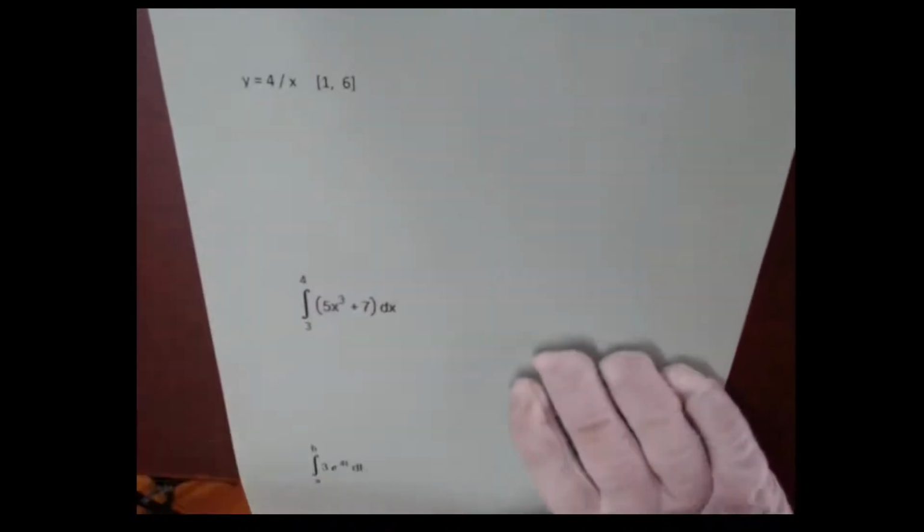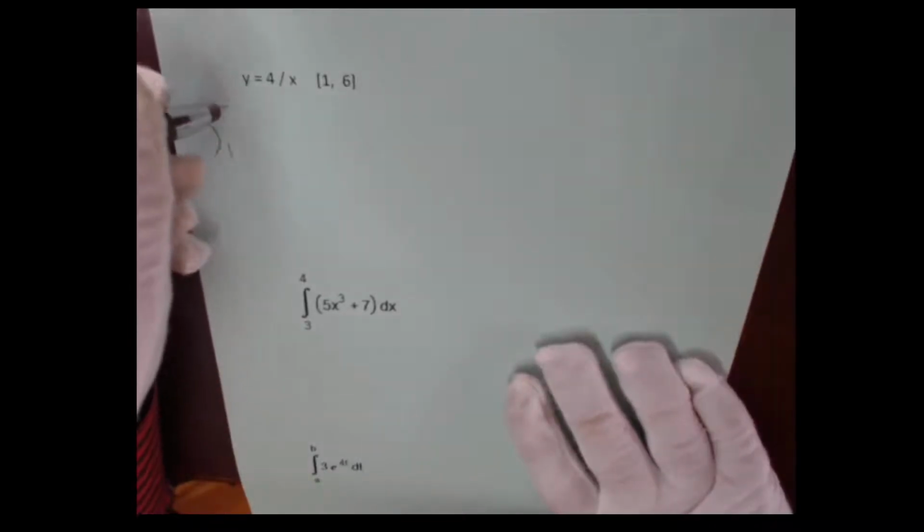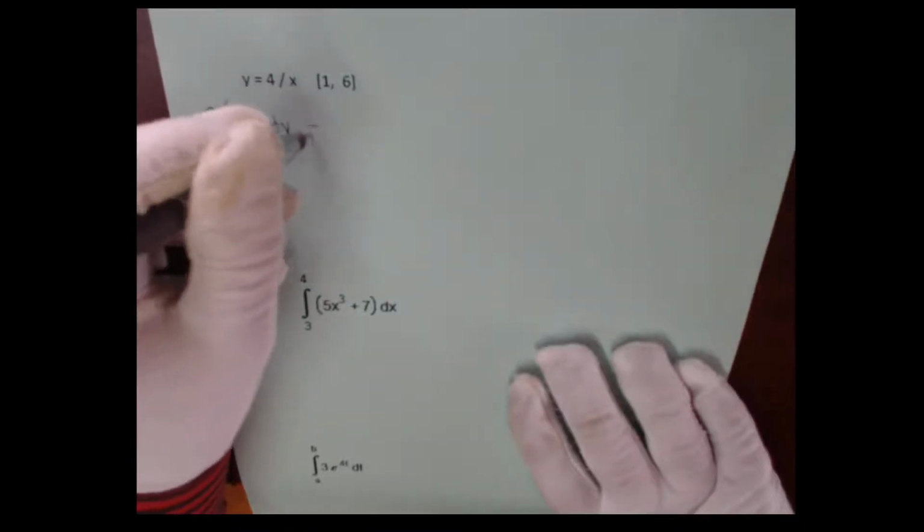Okay, let's do another example. Here we're doing y equals 4 over x, evaluated from 1 to 6. I'm going to start doing these kind of quickly. That's the integral from 1 to 6 of 4 over x dx.